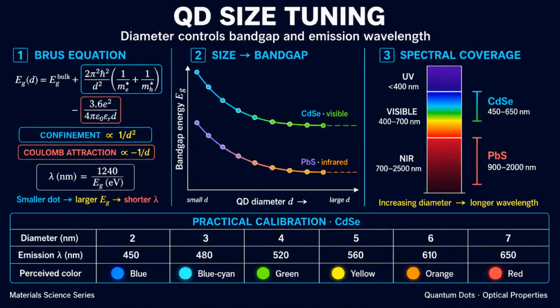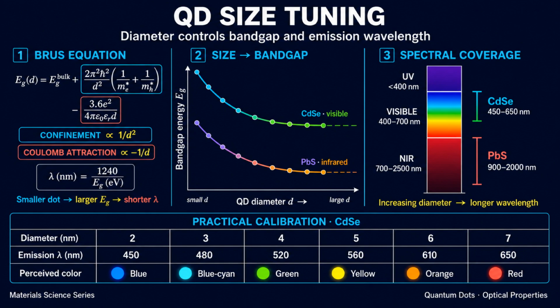The Brus equation quantifies the size-dependent band gap. It has three terms: the bulk band gap, a positive confinement term that increases as size decreases, and a negative Coulomb term for electron-hole attraction. The confinement term dominates, so the effective band gap always increases for smaller particles.